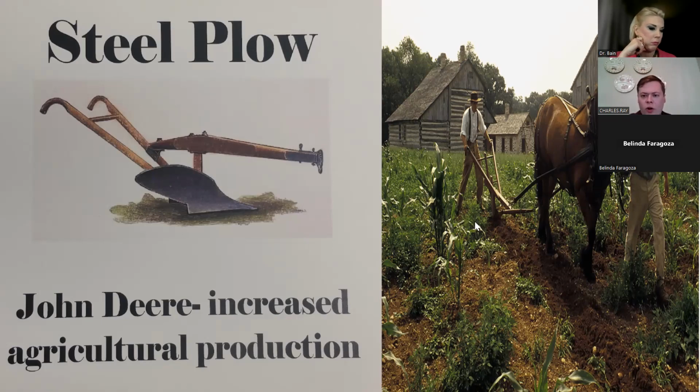So there's a picture right here. This guy right here behind the ox, or I think it's the horse. I can't see my picture. Yep, still a picture. It's still a horse.